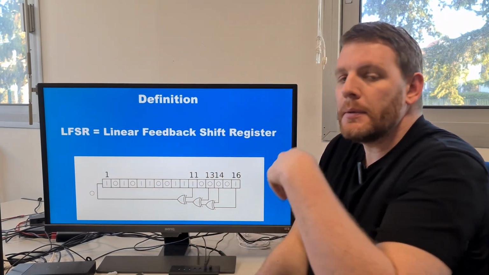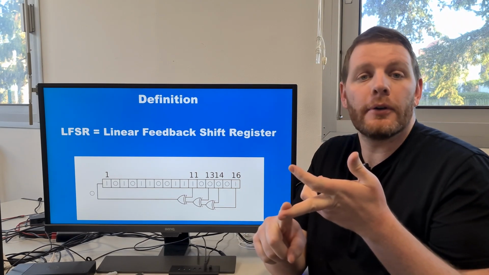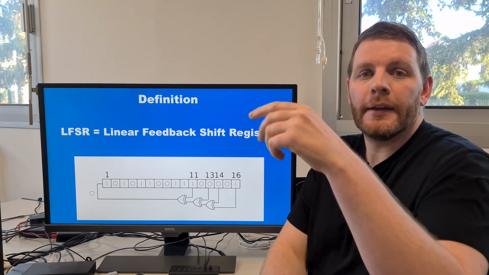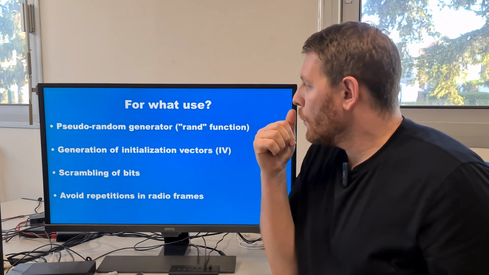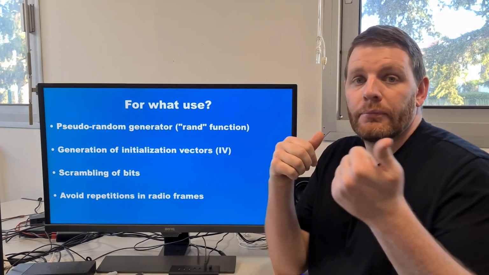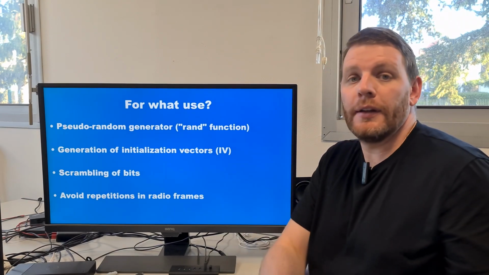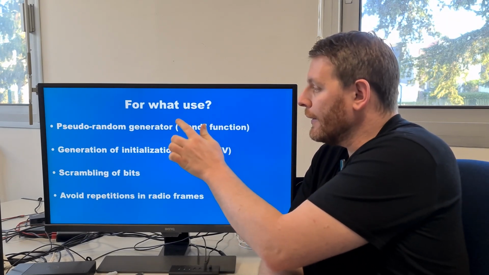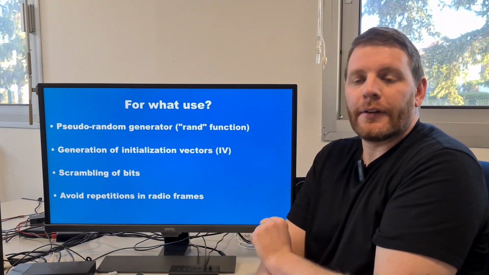And it is used in many applications, in radio applications, digital applications, computer science, in a lot of applications to generate scrambling LFSRs, scrambling IV, etc. What are you using an LFSR for? Firstly, for a pseudo random generator. For example, when you use the rand function in C, if you are a C, C++, or other language coder, when you use rand to generate a random number, it comes from an LFSR.